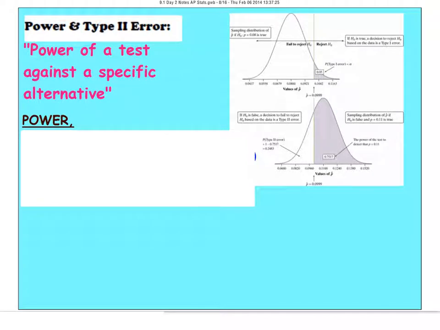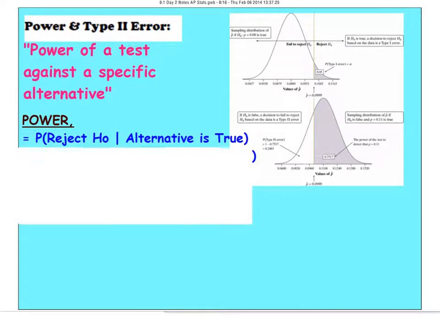The power is going to be shown down here. If you want to look at it in terms of probabilities, power is this: what is the probability to reject H sub 0, which is right here, given the alternative is true? Our alternative was down here. So the probability that we rejected H sub 0 in our real test, given that this alternative down here was true, that's where we see the power by definition.